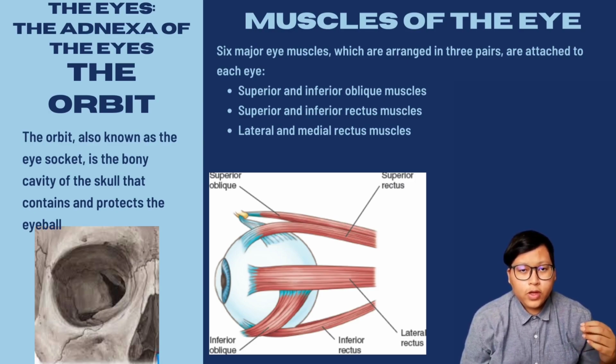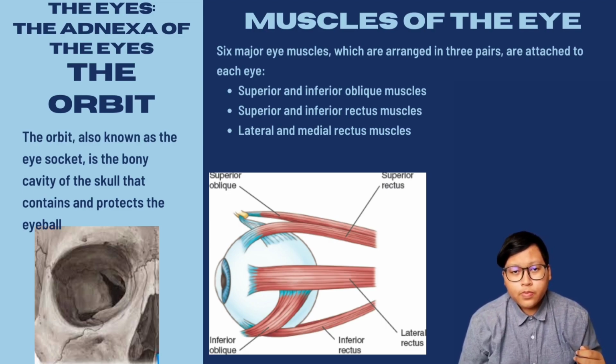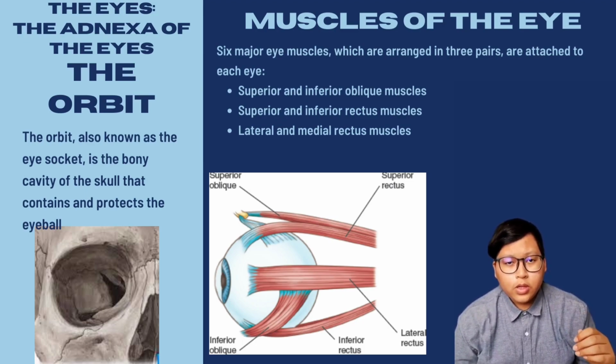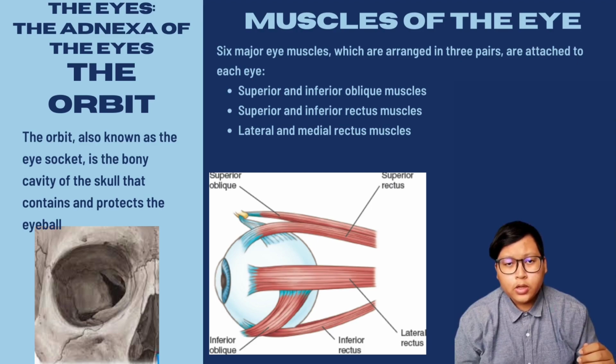Next is the muscle of the eye. It consists of 6 major eye muscles, which are arranged in 3 pairs: the superior and inferior oblique muscles, the superior and inferior rectus muscles, and the lateral and medial rectus muscles. These muscles make a wide range and very precise eye movement possible. Oblique describes an angle that is slanted but not perpendicular or parallel, and rectus means straight.